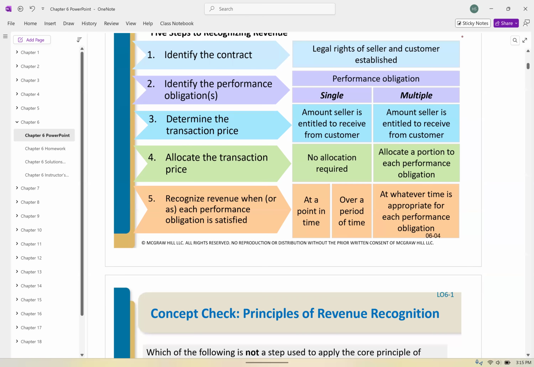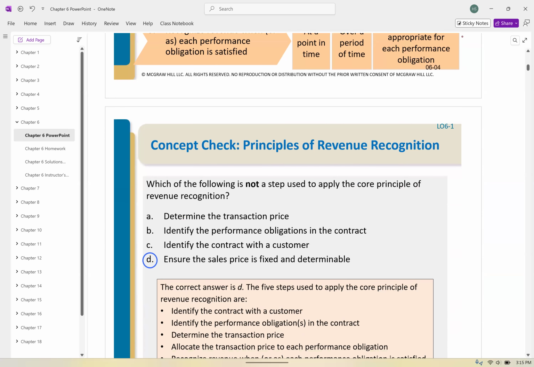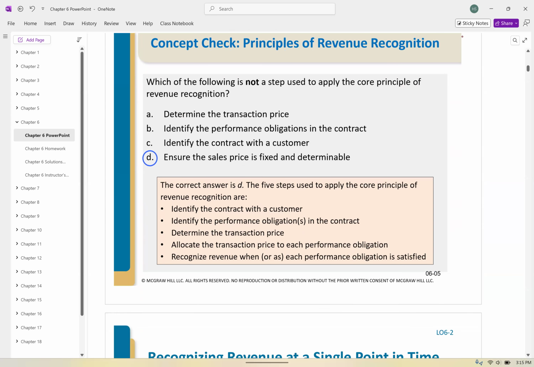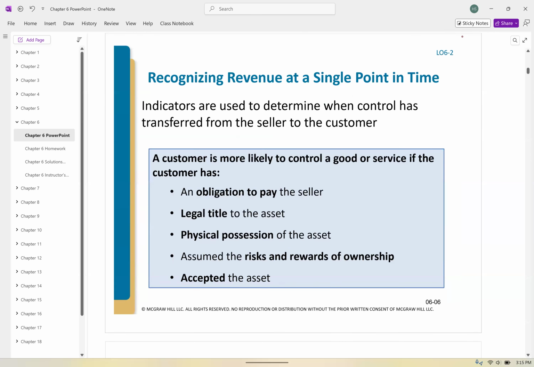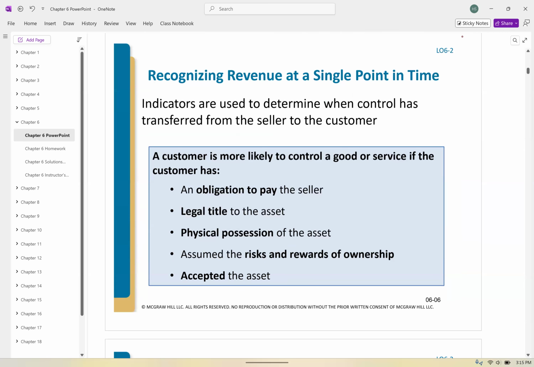All right, so I'm skipping these concept checks. You can go back and look at them on your PowerPoint and read over them. I just hate to make the videos super, super long by touching on those.